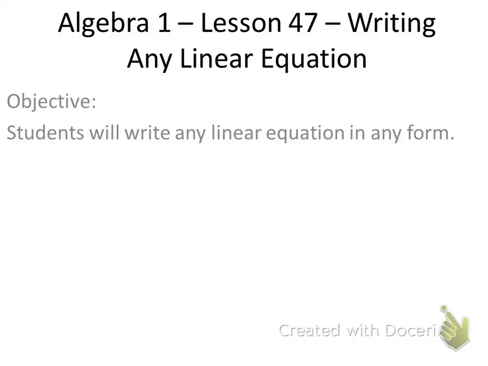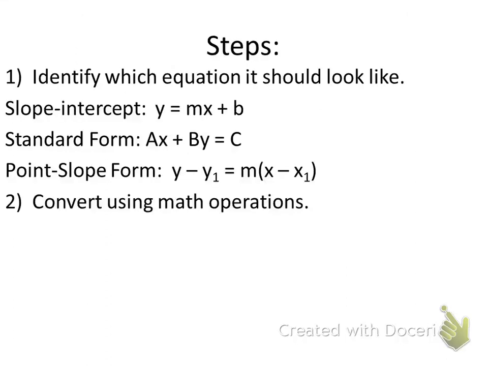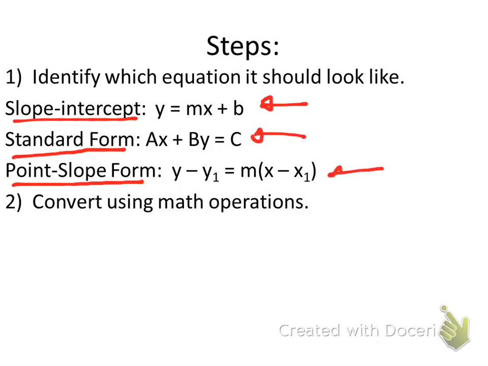Okay, this is Algebra 1, lesson 47, writing any linear equation. I've taught you 3 linear equations. If you look at your steps here, the first one that I taught you was the slope-intercept form, and then I taught you standard form and point-slope form. There are 3 different kinds. These are the 3 forms. You need to be familiar with them and when to use them.